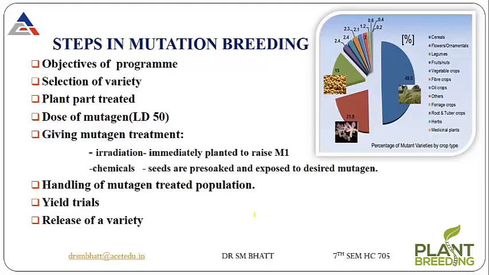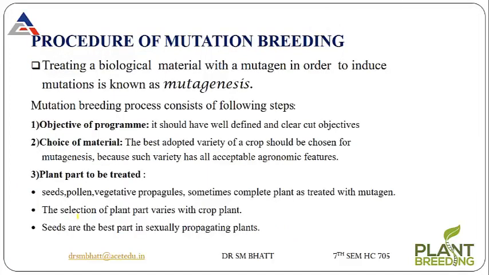So giving mutation treatment, irradiation or chemicals. Irradiation is immediate, beneficial, right? But with chemicals, it is pursued and the desired mutation is selected. Then handling of the mutagen-treated population in trials, and release of the variety. So these are the easy procedures by irradiation, right? You can undergo yield trials and you can see whether the varieties are working better or not. What is the procedure of mutation breeding?